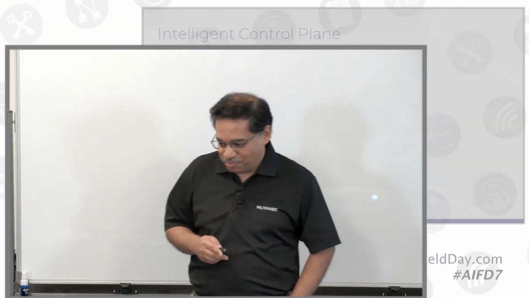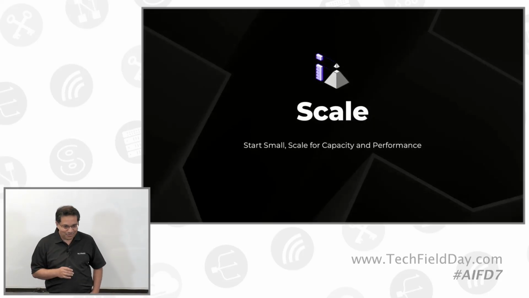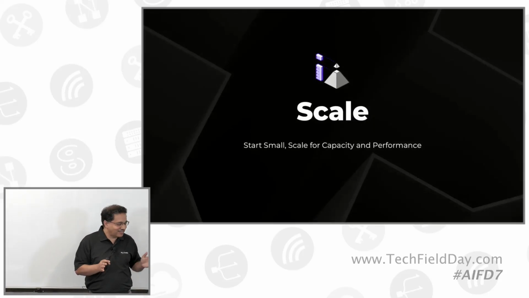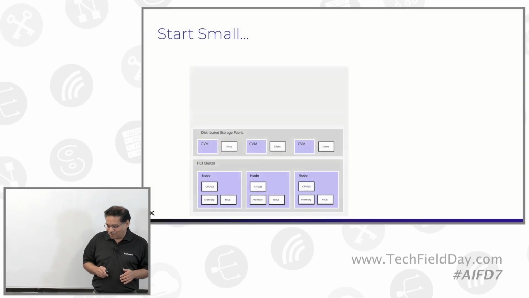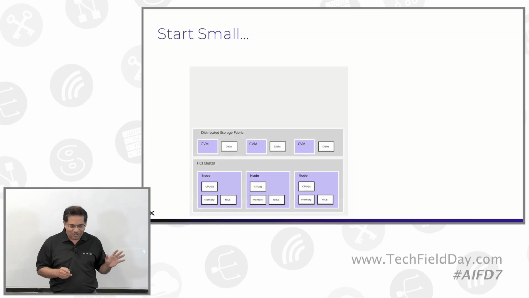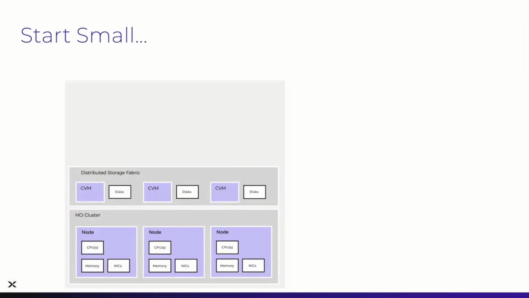Next slide coming up. Okay, let's talk about scale, just as what you were pointing out. We want to be able to start small, but scale for capacity and performance. So let's see what it means to start small. Our clusters can be as small as one node, but typically for high availability, you need to run at least a 3-node cluster. That gives us the platform to run on top of.